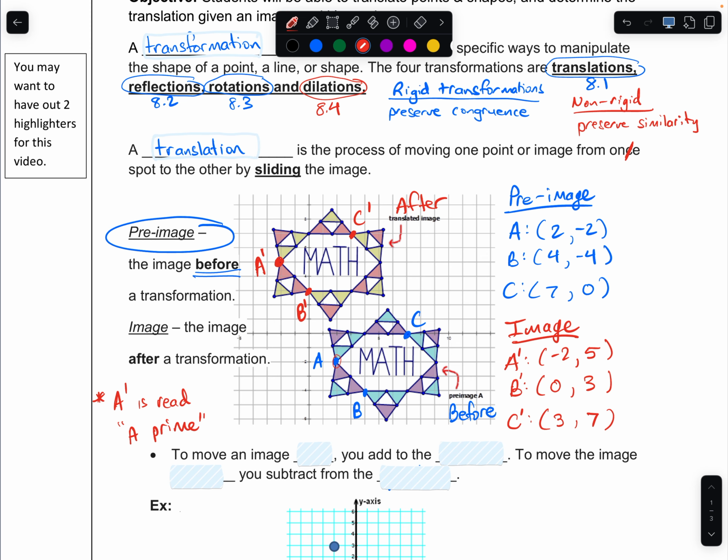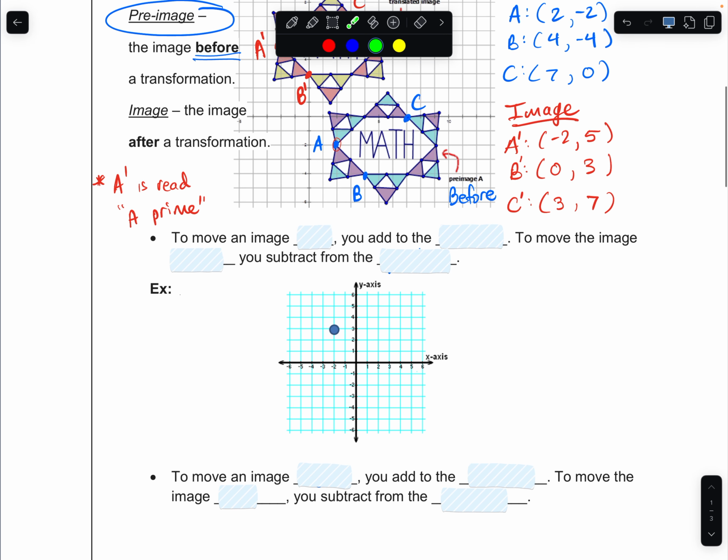Pause the video and take a moment. See if you can notice a pattern to get from A to A prime, B to B prime, and C to C prime. This is the same translation, so there should be the same thing happening to each point A, B, and C to get A prime, B prime, and C prime. If you don't notice it yet, that's okay. By the end of this lesson, you should be able to.